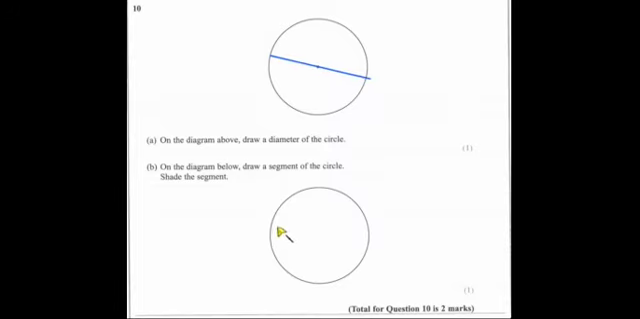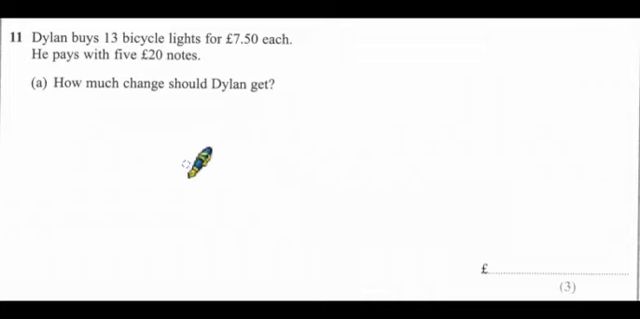Part B, we're asked to draw a segment. A segment is an area of a circle which is separated from the rest by a straight line. Again, it goes to 2 parts of the circumference, and we are asked to shade in the segment. Well, this segment can be shaded, and you can probably do this slightly easier than I can, but it is the area here. Question 11 is also in 2 parts.